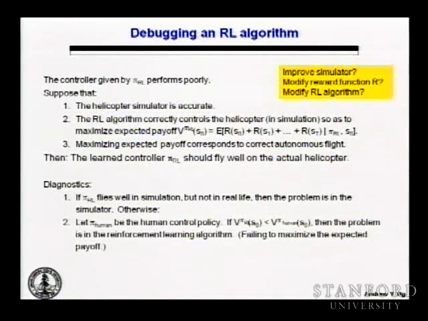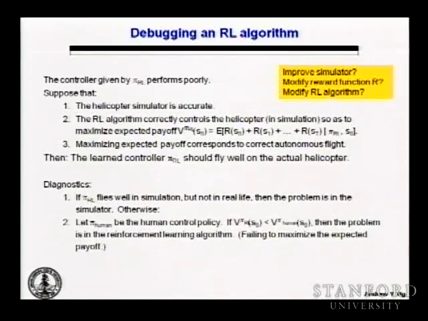So what this means really is look at how the helicopter looks when it's flying under control of pi subscript RL, and look at what the helicopter does when it's flying under the human pilot's control, and compute the sum of rewards for your human pilot performance and compute the sum of rewards for the learning controller performance. You could do this on the real helicopter or in simulation, actually.